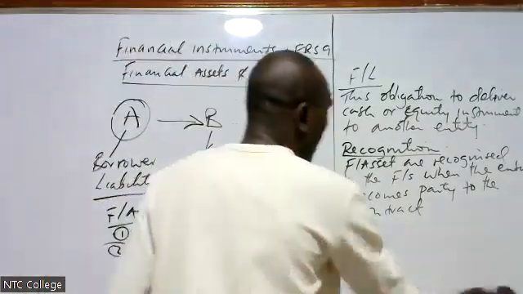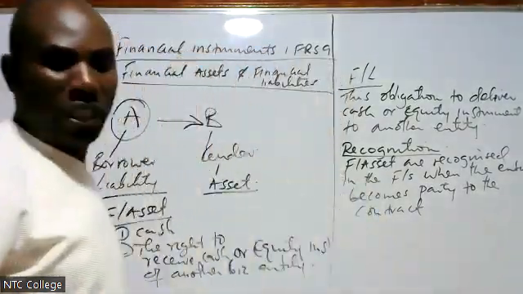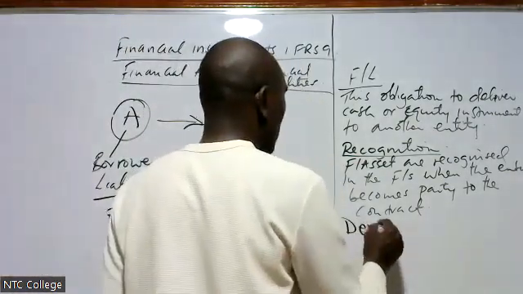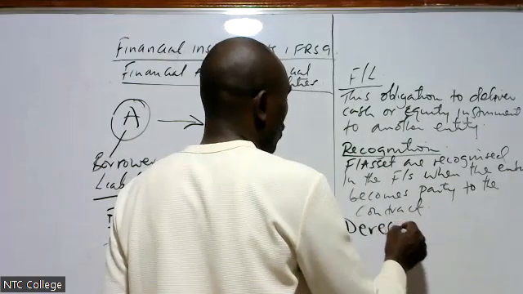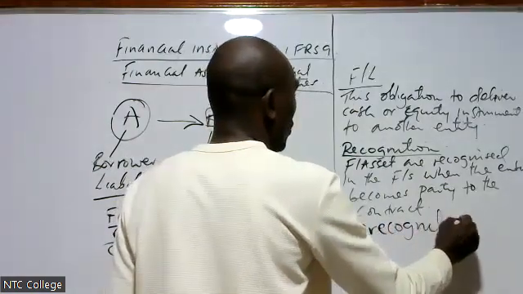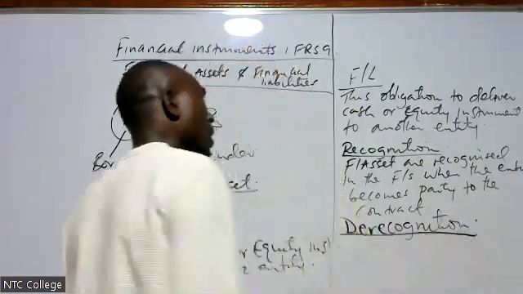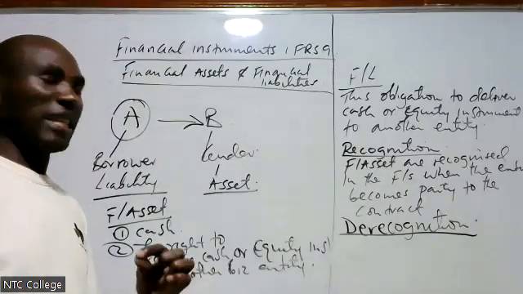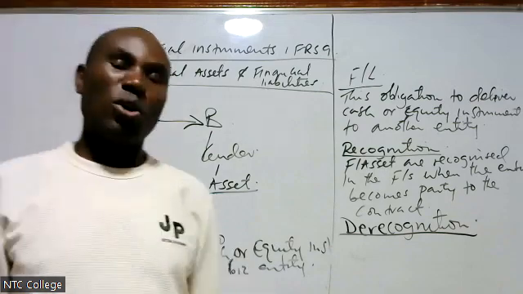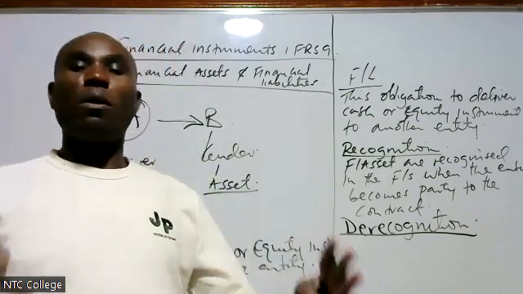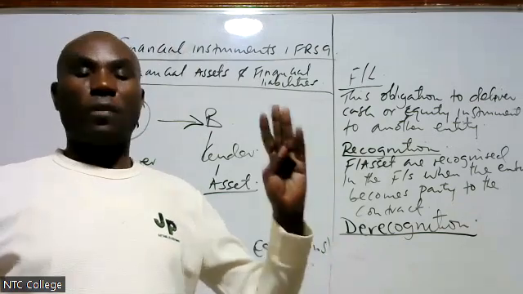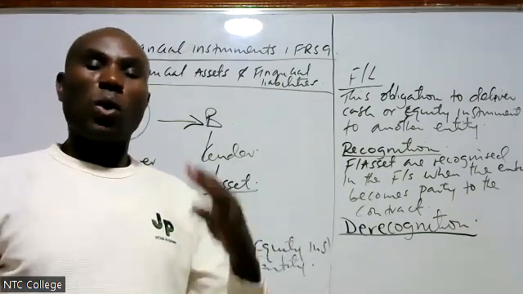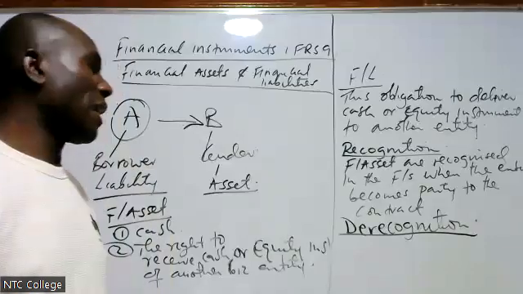Then we look at something else called the derecognition of financial assets and financial liabilities. What does derecognition mean? It means when to remove this financial asset or financial liability from your books. The derecognition means when should you remove it from the books.